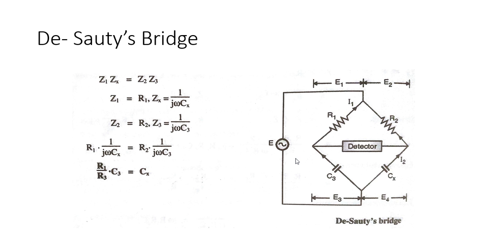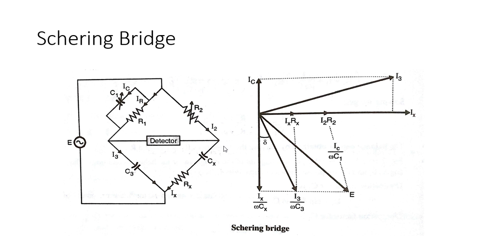For that there is one remedy: you can replace this capacitance with lossless capacitors, such as air capacitors. So if you want accuracy, you have to replace these capacitors with air capacitors. That is one modification. Now the last type of bridge, the Schering bridge, that we have to see. The circuit arrangement is shown over here, and the right side shows the phasor diagram for that.